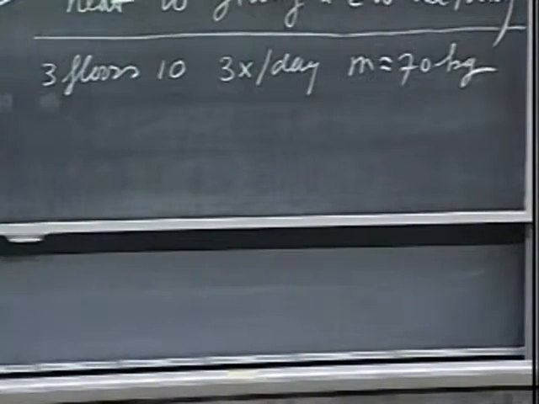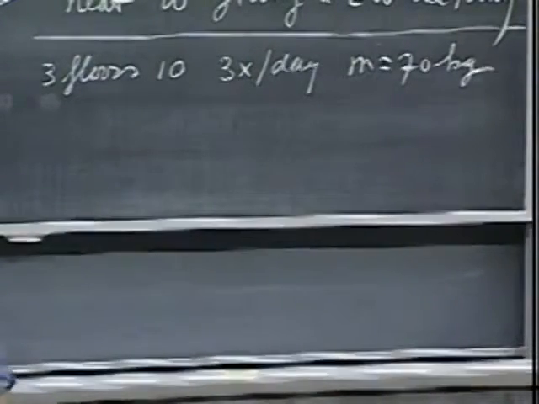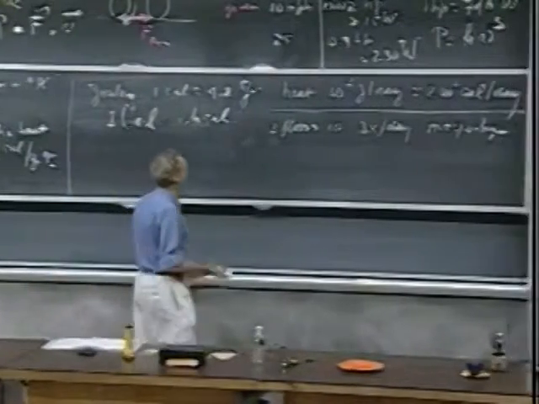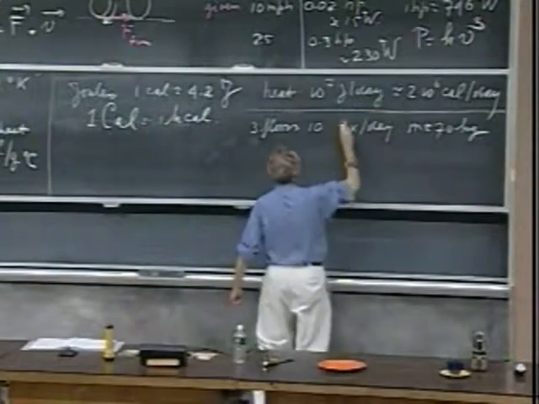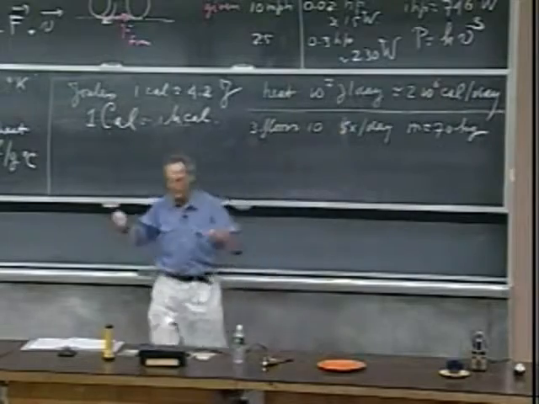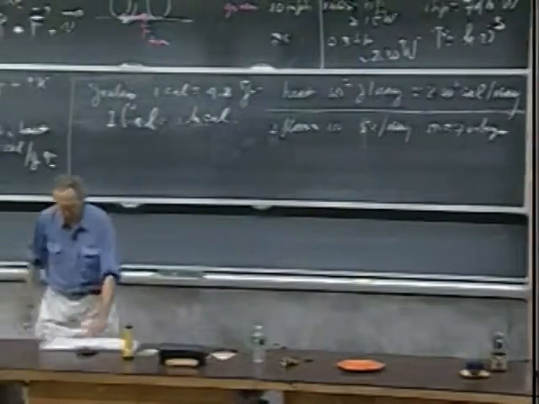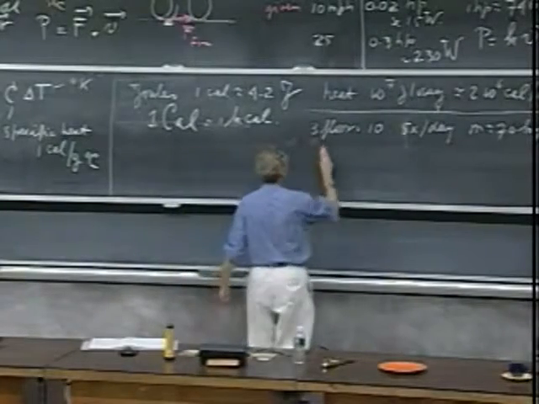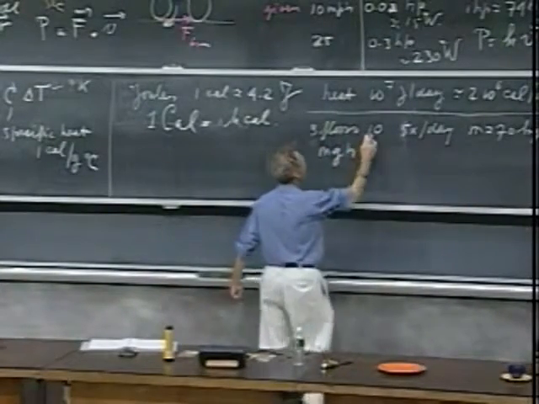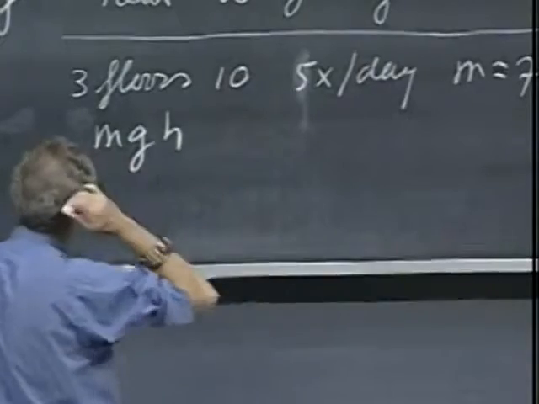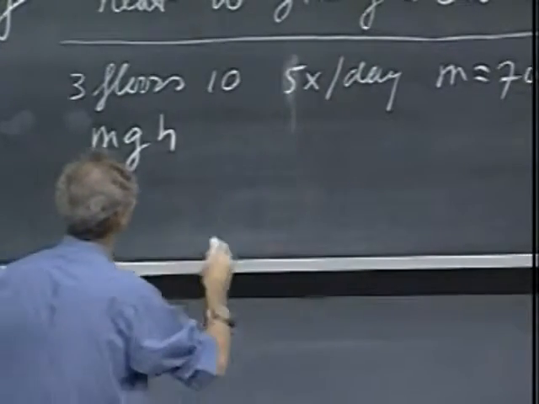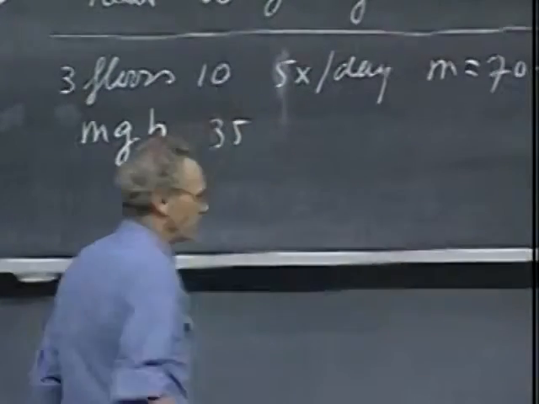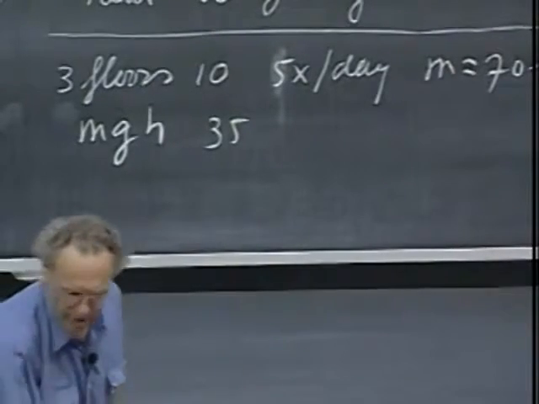How much work do I do when I do that 3 times? Oh, let me do it 5 times per day. Boy, I really go out of my way. 5 times per day I go 3 floors up. Well, the amount of work that I do is mgh. The 10 meters have to be multiplied by 5 because I do it 5 times. And so I get 35,000 joules of work that I do.